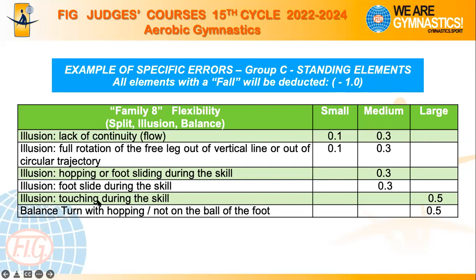Then illusion touching during the skill means you try the double illusion and the first foot touches the floor and continues, that's a touch, 0.5. Or you try a free illusion, and the second time you touch the floor with your hand, it's a touch, so it's 0.5, no value. Balance turn with hopping, not on the ball of the foot, is 0.5.